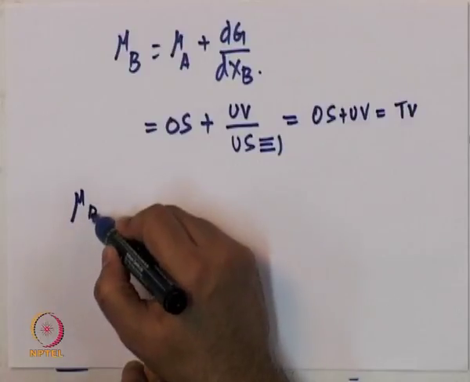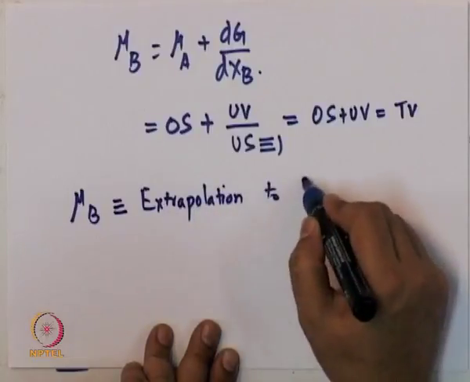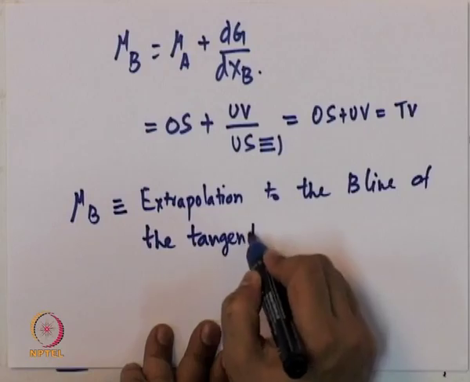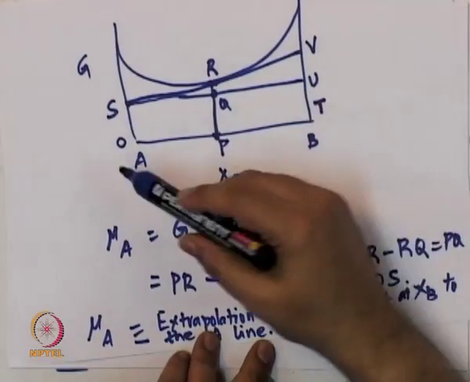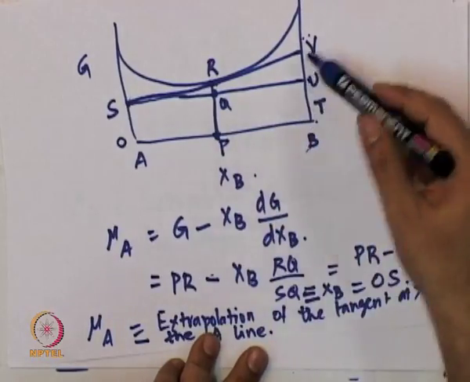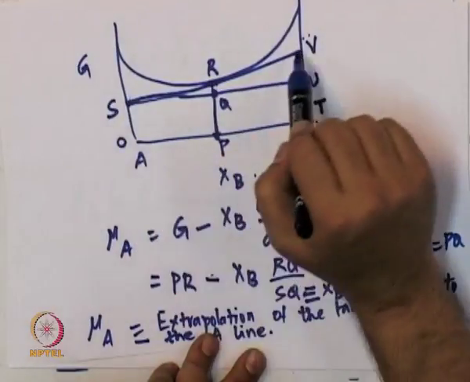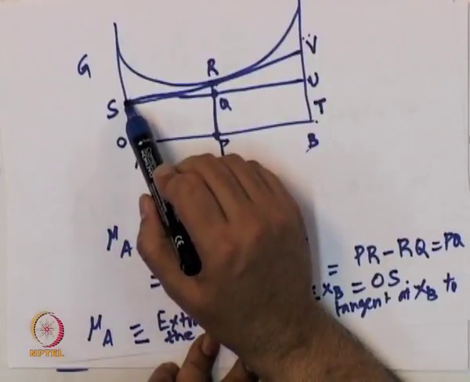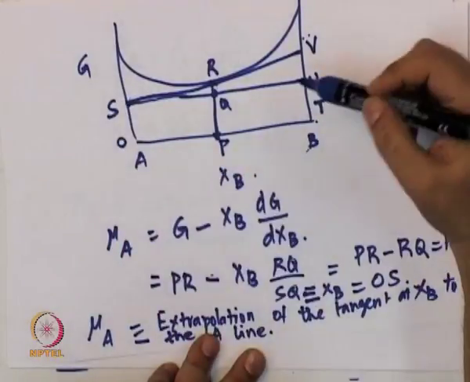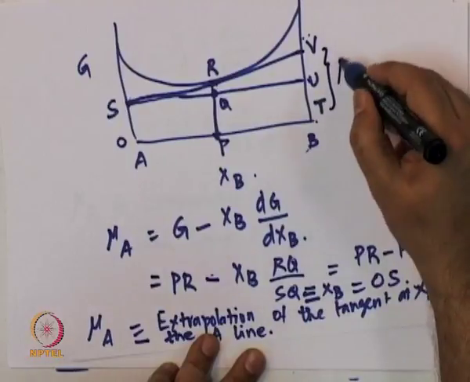So in other words, mu b is nothing but the extrapolation of the tangent to the B line. This is O S plus U V, which is nothing but T V, because T U and O S are the same, as this is a horizontal line. So in other words, what we have proved is that you can take the free energy versus composition curve, at any point draw a tangent, and wherever the tangent cuts the A axis, that is x b equal to 0, is the chemical potential for A, and wherever it cuts the other axis B, which is x b equal to 1, is the chemical potential for B.